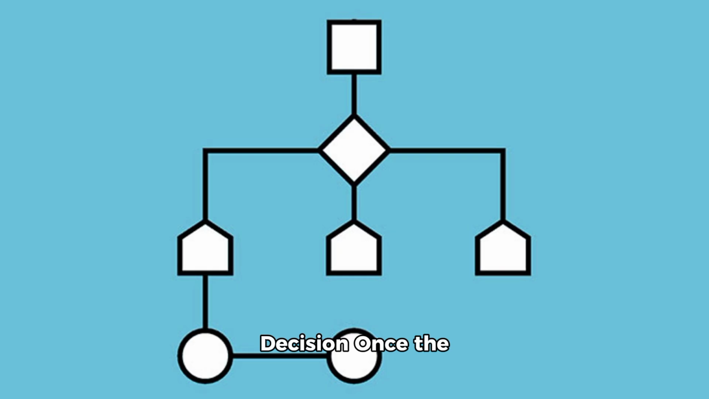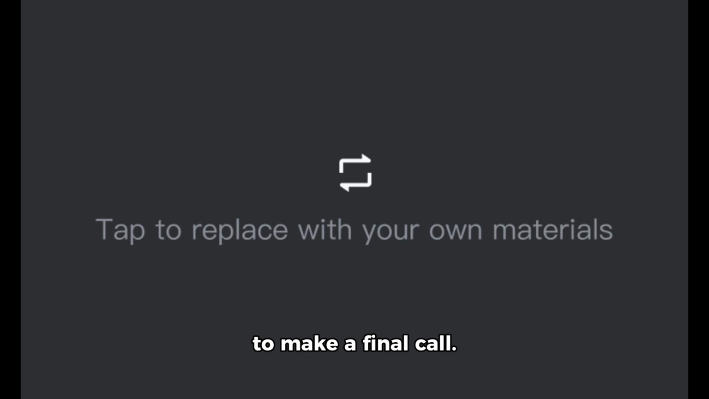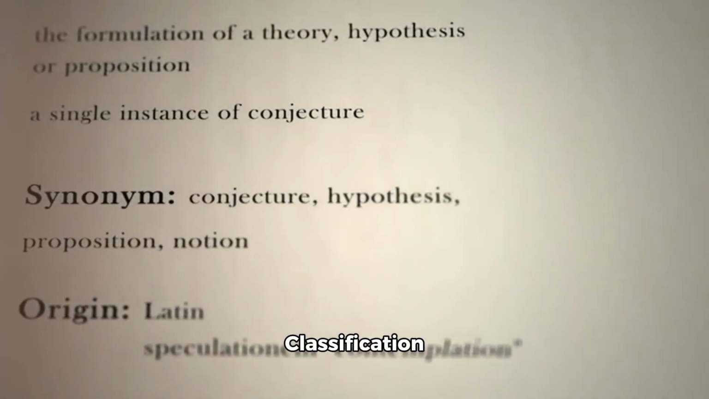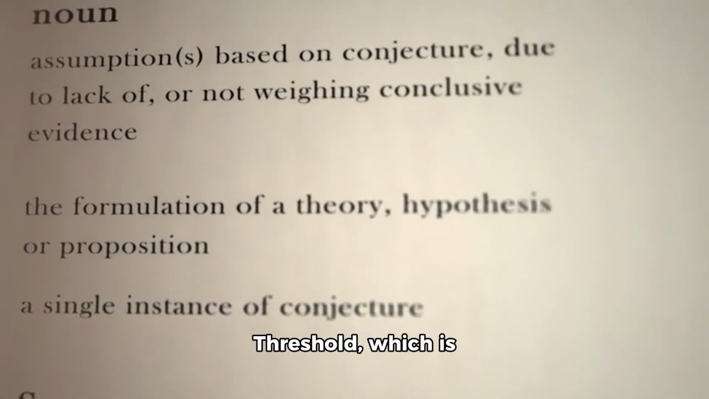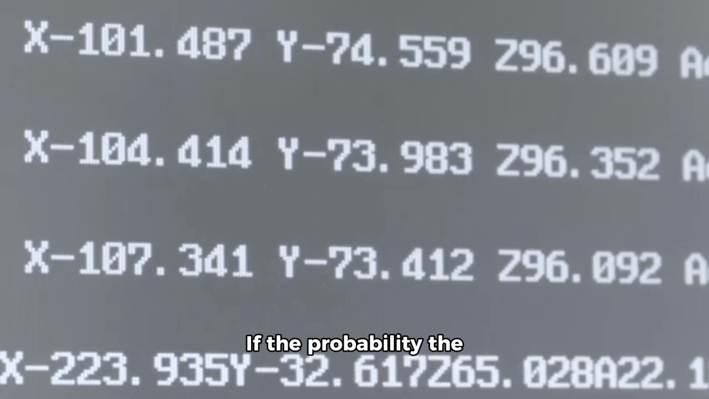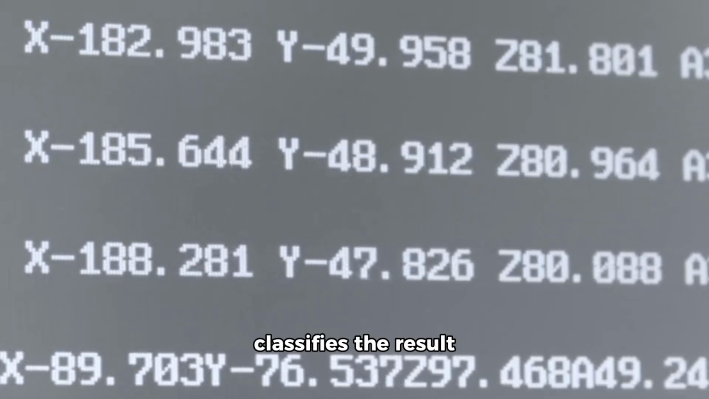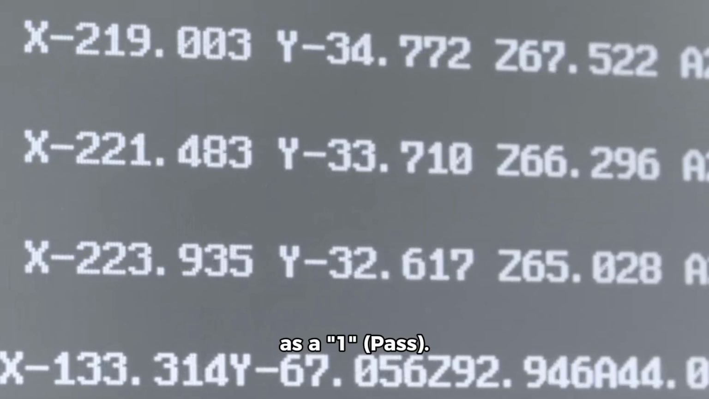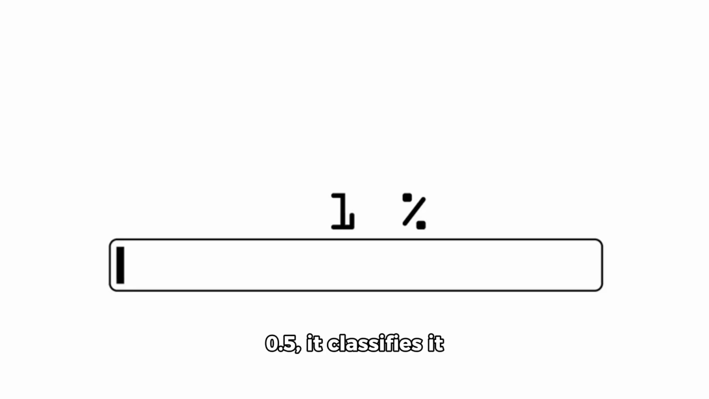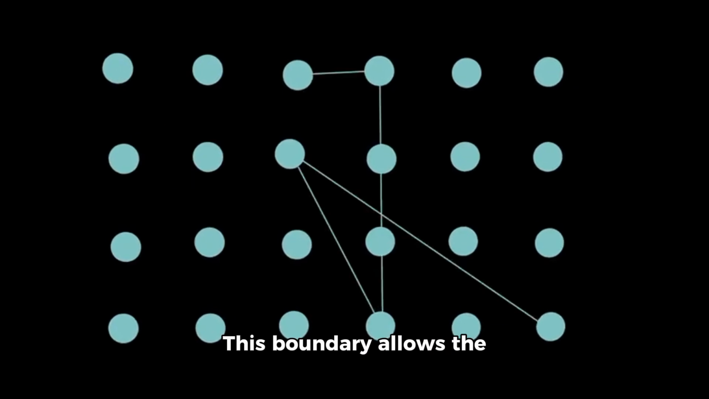Making the final decision. Once the algorithm gives us a probability, we need to make a final call. To do this, we use a classification threshold, which is usually set at 0.5. Think of this as a line in the sand. If the probability the algorithm calculates is 0.5 or higher, it classifies the result as a 1, pass. If it's lower than 0.5, it classifies it as a 0, fail. This boundary allows the model to take messy, real-world data and turn it into a clear, binary decision.